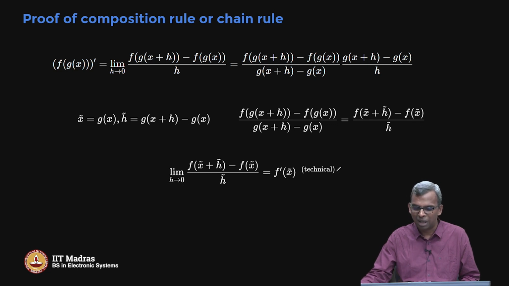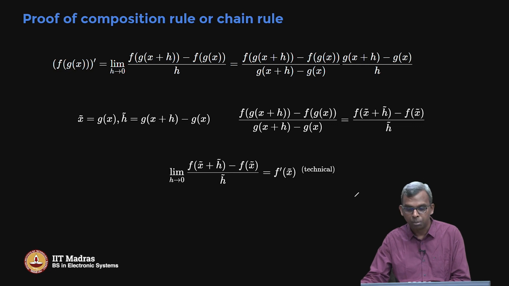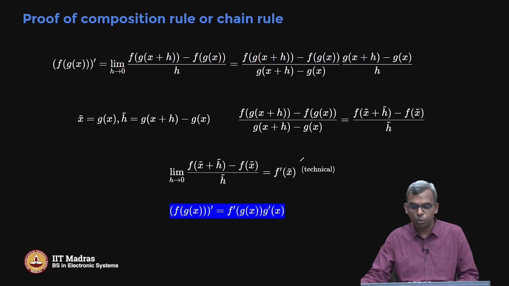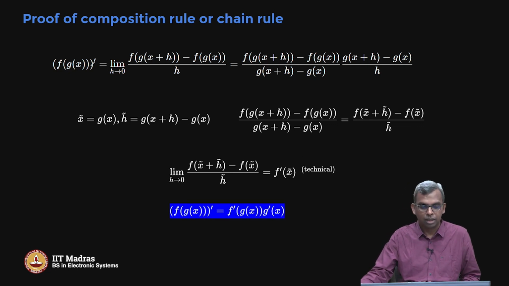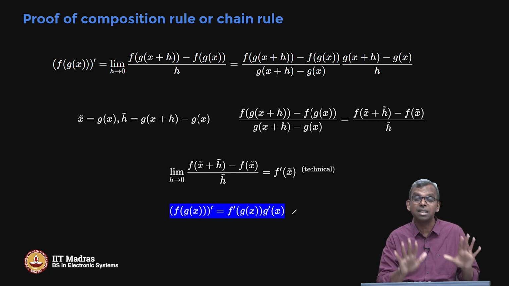So there is this minor little technical detail. I'm not putting a technical thing here, but you can prove this more rigorously if you like. Once you prove this, you're done, right? So the derivative of the composition of f and g is f prime evaluated at g of x times g prime of x. A couple of proofs just to show you that all these things come rigorously from the definition.